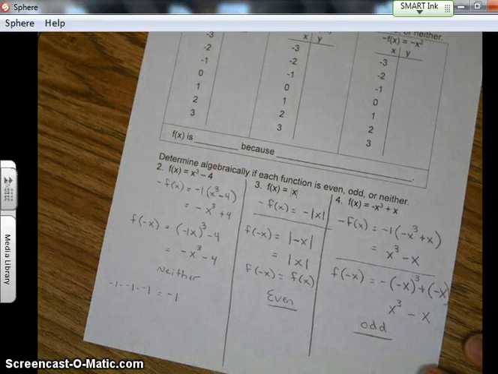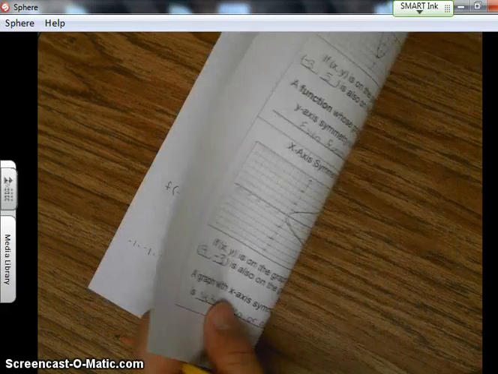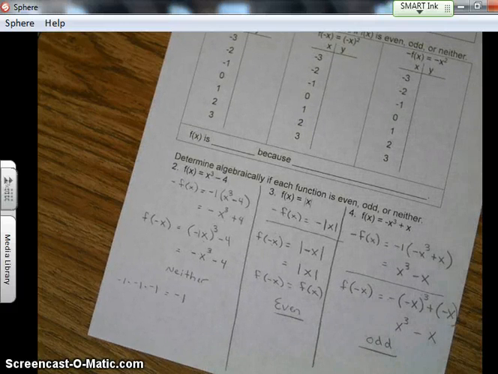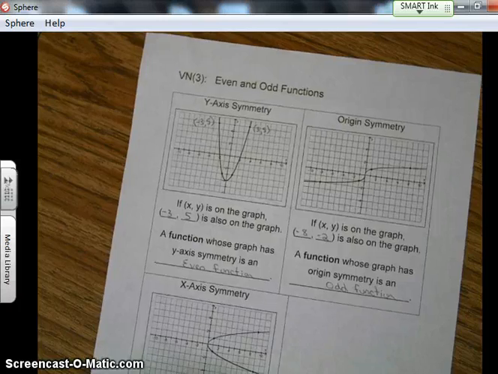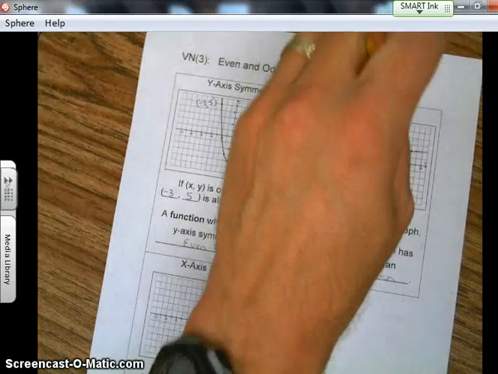And so that's how algebraically you determine if you have an even or odd function. Okay? And we'll talk about the tables in class. Right now I wanted to cover those two things, that you know how to determine even or odd using symmetry, y-axis symmetry, even, origin symmetry, odd, and then algebraically.